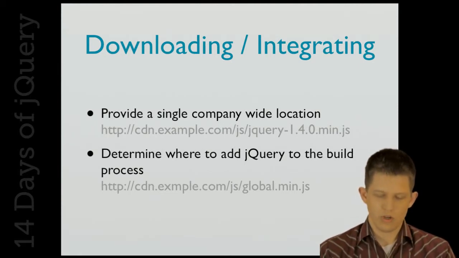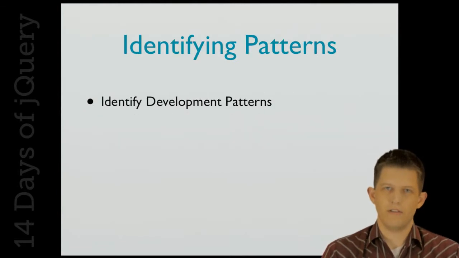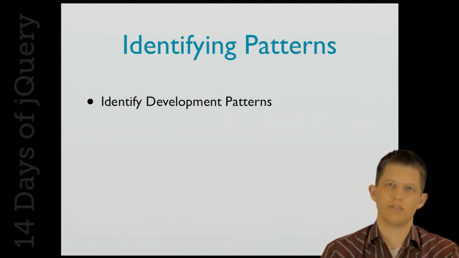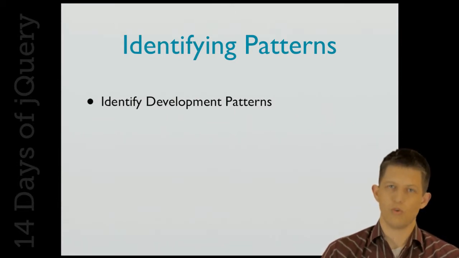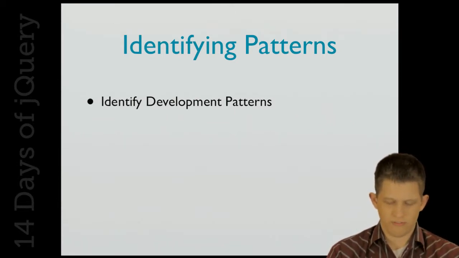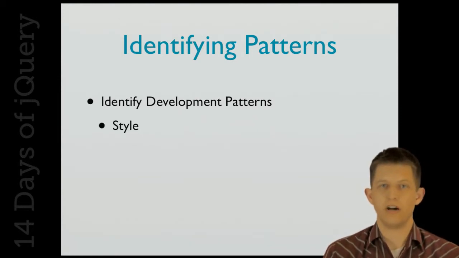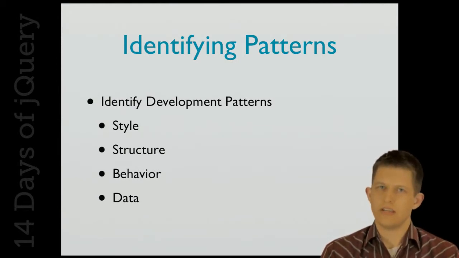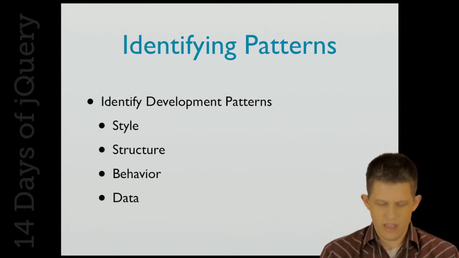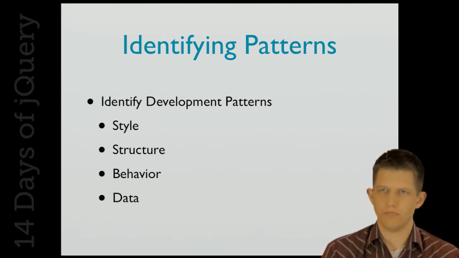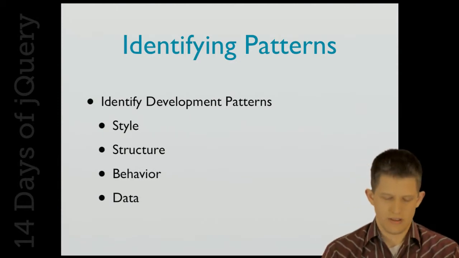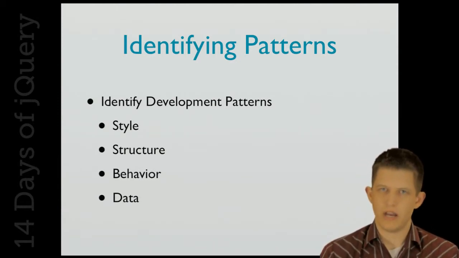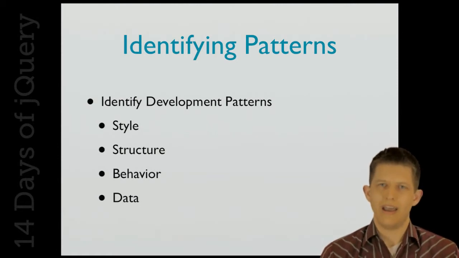Then the next real move towards effectively using jQuery is to identify development patterns that take place within your organization. There's really four core aspects of jQuery development that patterns can be identified with. The first is style, so that's going to be your CSS, your presentation. Structure is next, that's going to be your actual markup, the doc type you're using, etc. And then behavior, so your event binding, and data, so any metadata or attribute that you're using to encapsulate additional information about what your application is dealing with.